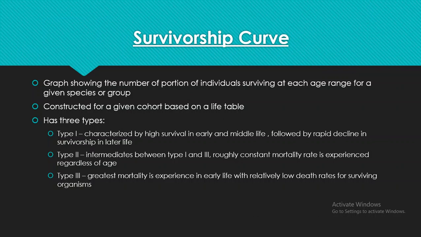So, survivorship curve has three types. We have type 1. It's characterized by high survival in early and middle life, followed by a rapid decline in survivorship in later life. So, tayong humans, we are included in type 1. We have a very high probability na makapag-survive from birth papunta sa middle age. Then, after middle age, malaki yung chance natin na mamatay na. Mas lumalaki yung chance natin na mamatay habang tumatagal.